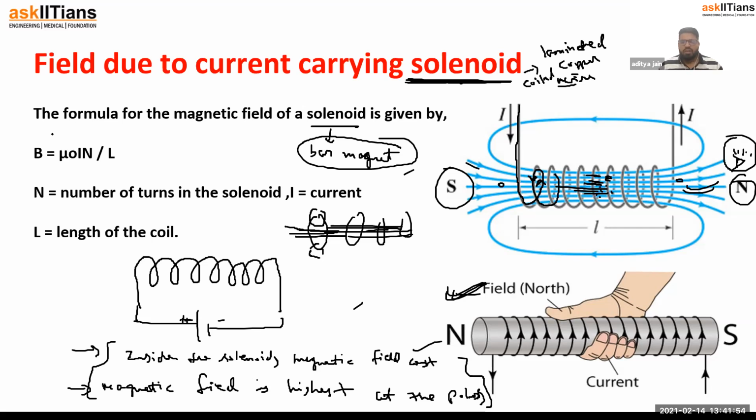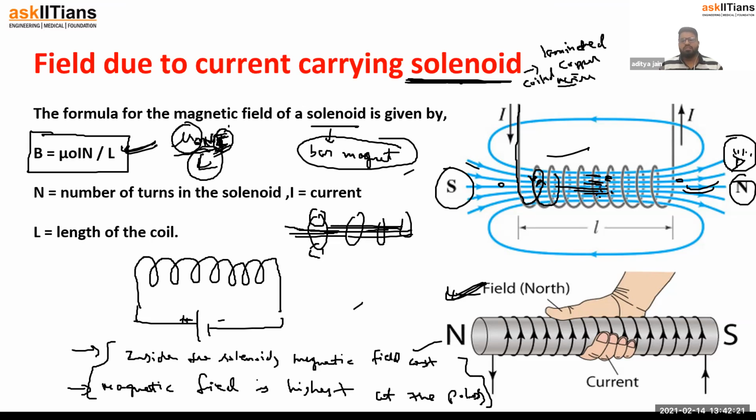And the formula for the magnetic field inside a solenoid is given by mu naught N i by L, where mu naught is known as magnetic permeability, N is the number of turns, or you can say the number of coils present in the solenoid, and i is the current flowing through the solenoid.